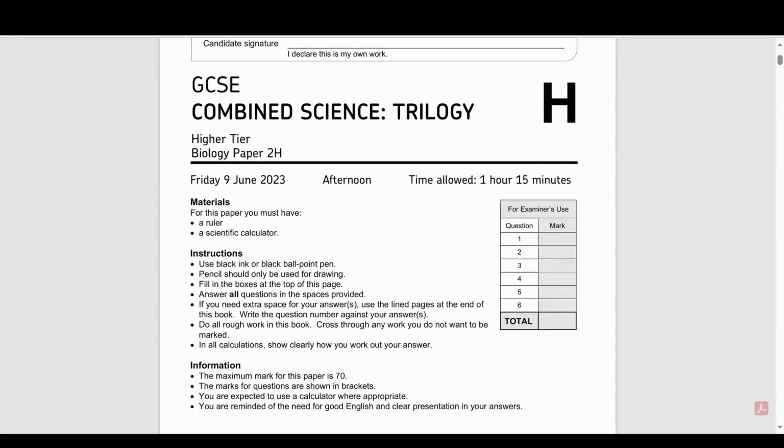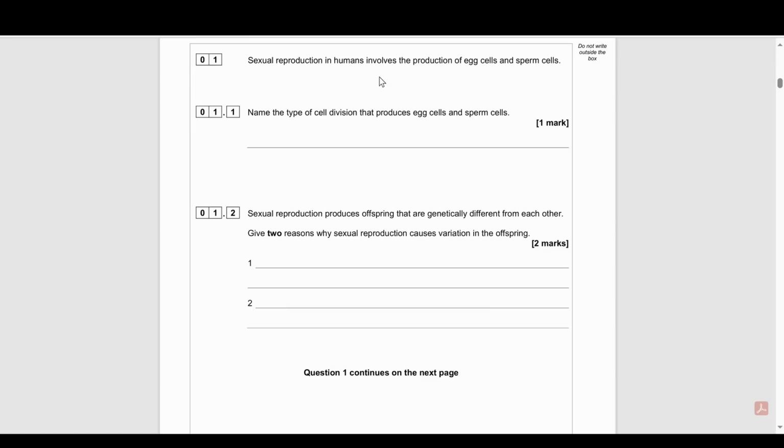This will be a walkthrough of the AQA GCSE Combined Science Biology 2023 Higher Tier Paper 2. Question 1. Sexual reproduction in humans involves the production of egg cells and sperm cells.